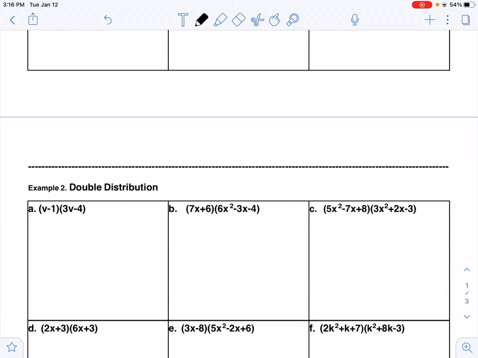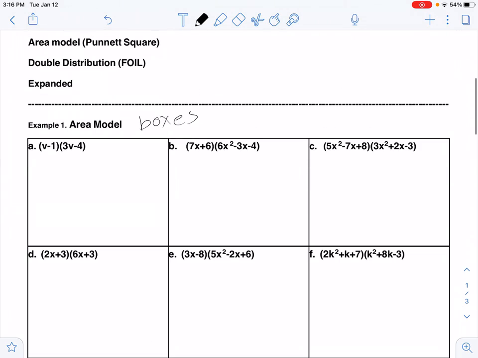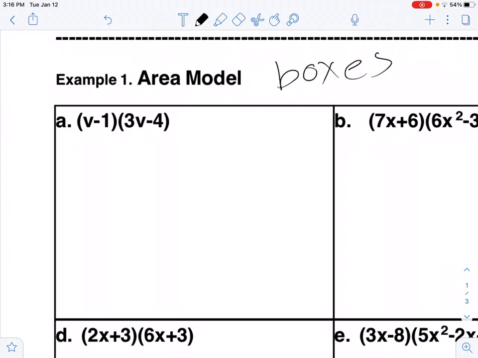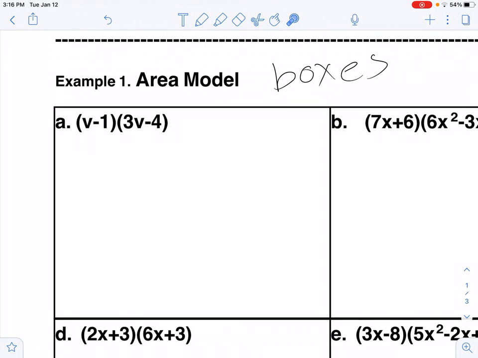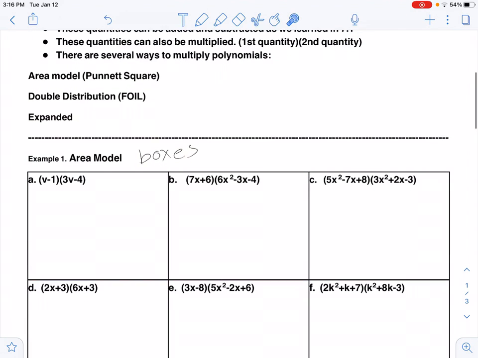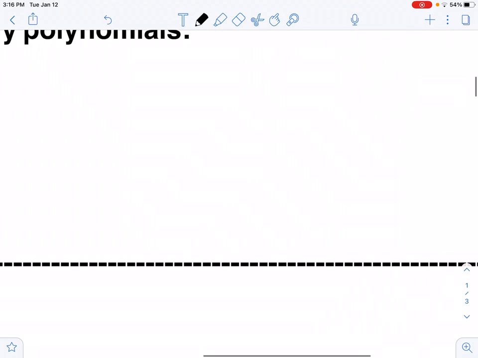Double distribution, well, we'll get there. Okay, let's just start here. So the area model, I'm going to use boxes. And so I'm going to look here. And actually, real quick before I do this, just a little reminder of some rules.